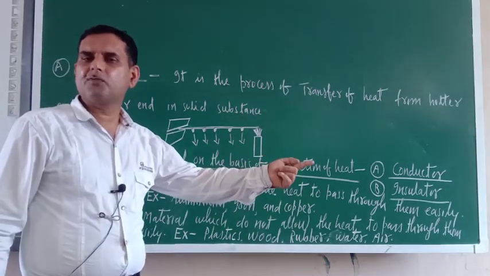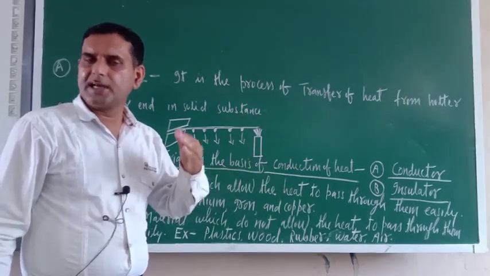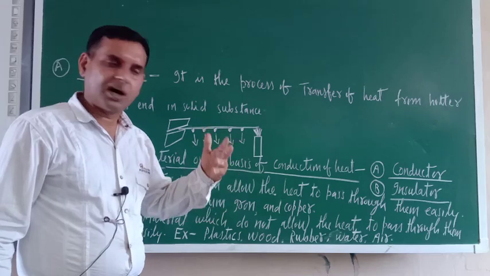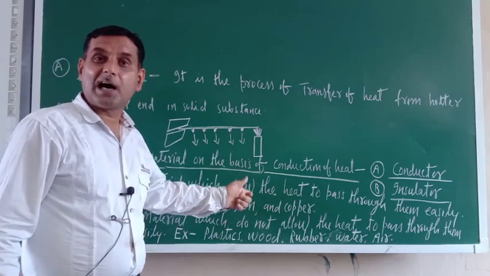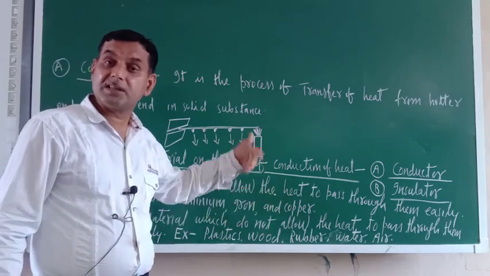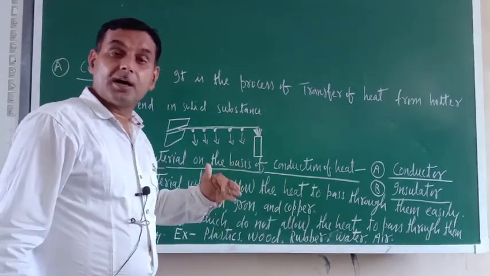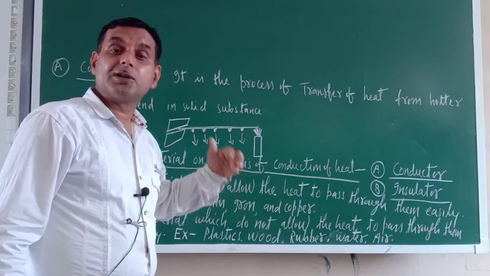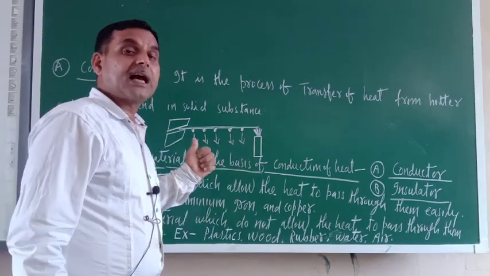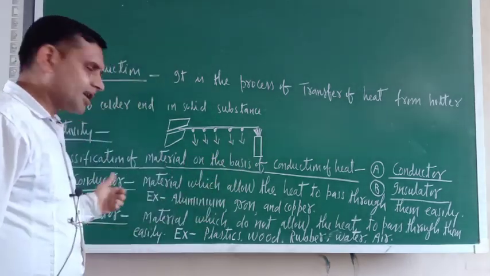Aluminium strip, you heat one end, slowly and slowly its another end will also become hot. Same is the case with the iron strip, same is the case with the copper. Okay. So those materials which allow the passage of heat through themselves easily, they are called conductors. And what are the insulators?